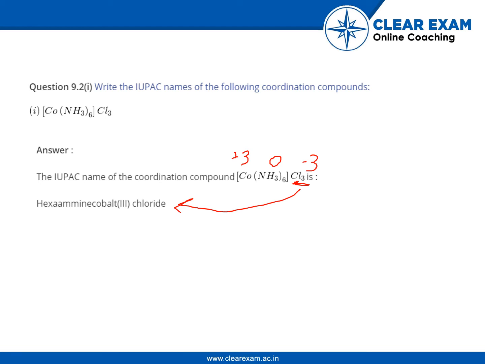So what will be the entire name? Hexaamminecobalt(III) chloride. Don't write cobalt 3 with a digit here; write it in Roman numerals.